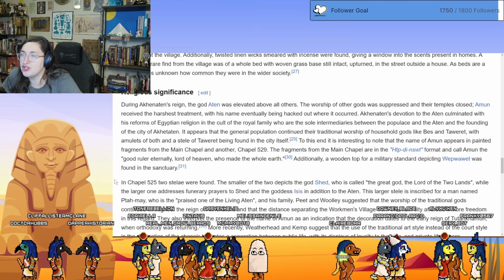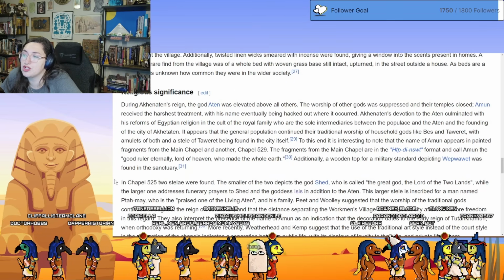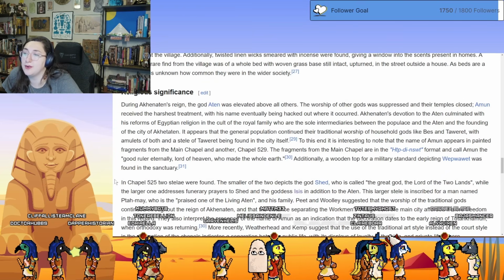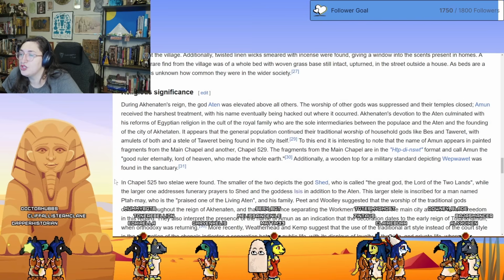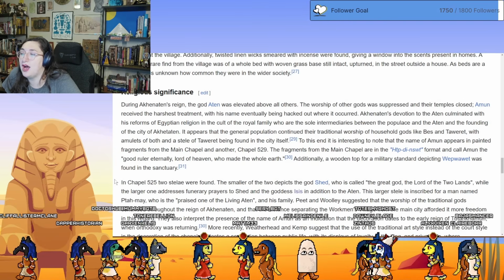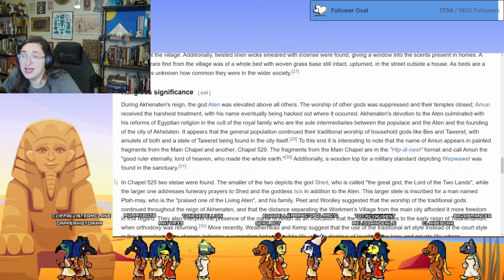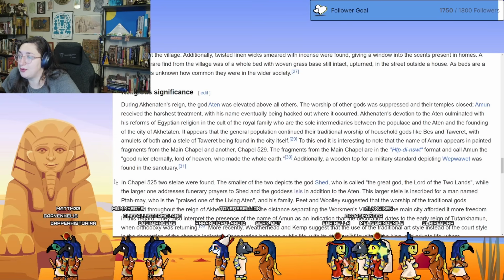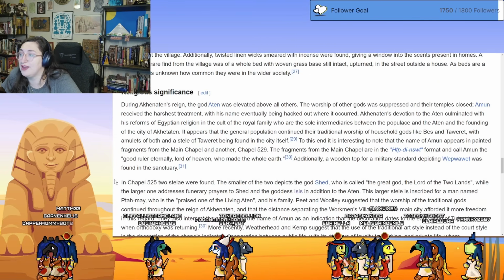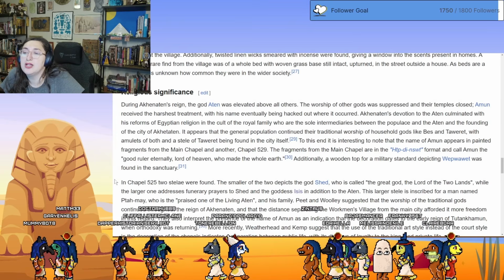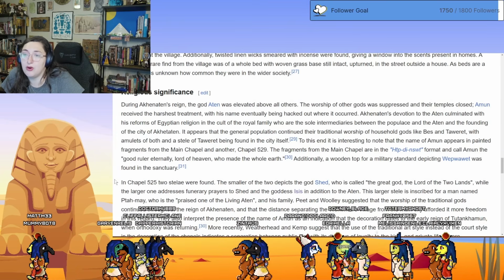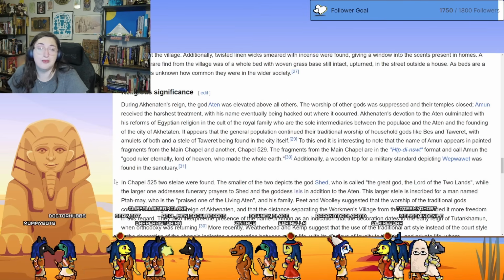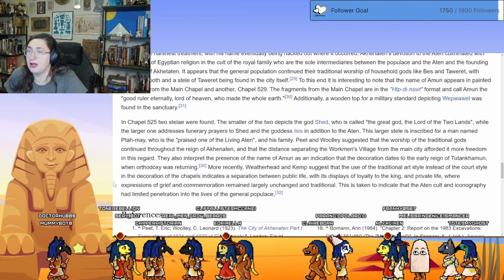It appears that the general population continued their traditional worship of household gods like Bes and Taweret, with amulets of both and a stela of Taweret being found in the city itself. To this end, it is interesting to note that the name of Amun appears in painted fragments in the main chapel and another, chapel 529. The fragments from the main chapel are in the Hatshepsut Nisu format and call Amun the good ruler, eternally Lord of Heaven, who made the whole earth. Additionally, a wooden top for a military standard depicting Wepwawet was found in the sanctuary. That's the image that we saw.